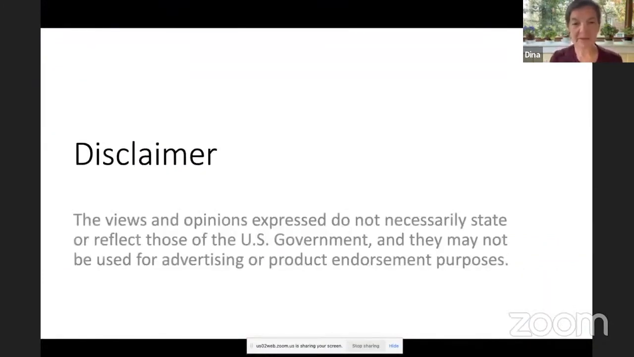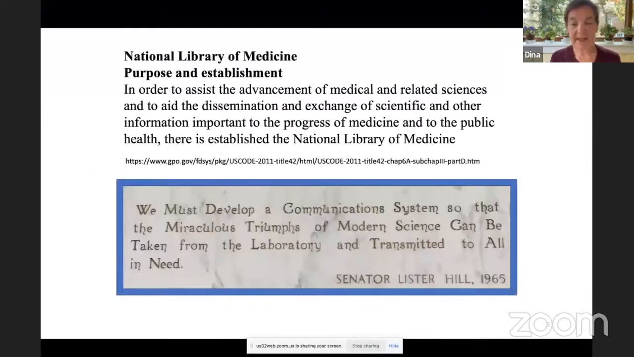A little disclaimer, I work for the National Library of Medicine, which is part of the National Institutes of Health and the Human Health Services. So this talk does not reflect the ideas of the US government. It's all my ideas. And a little bit about the National Library of Medicine.